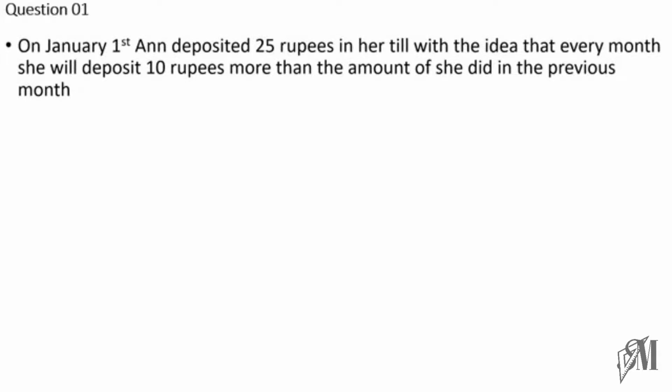Question 1. On January 1st, Anne deposited 25 rupees in her till with the idea that every month she will deposit 10 rupees more than the amount she did in the previous month. Here you have to clearly understand what type of progression this is. In the first month she is depositing 25 rupees and in the next month she is depositing 10 rupees more than the previous amount. So you should understand that this is an arithmetic progression.